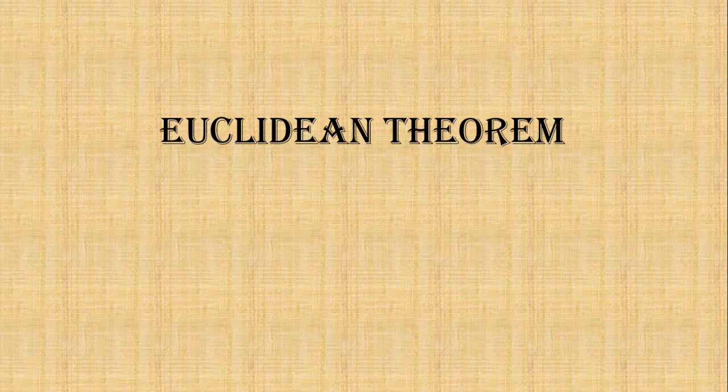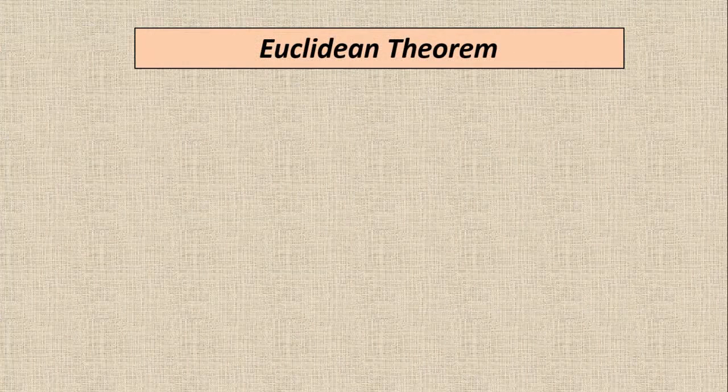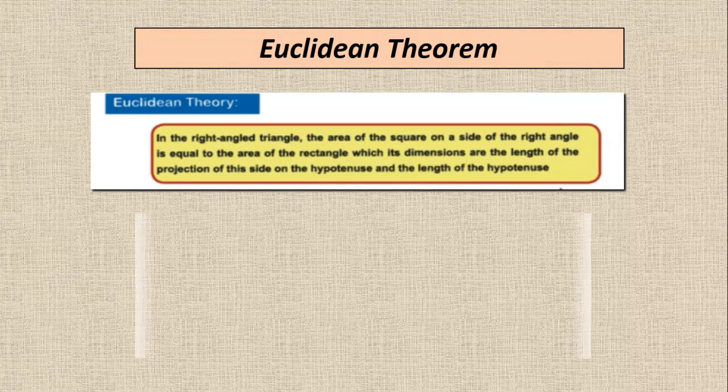How are you everybody? Today we are going to explain a theorem that we didn't study last year and we need it so much this year. This theorem is called Euclidean theorem. Euclidean theorem is talking about right-angled triangle.